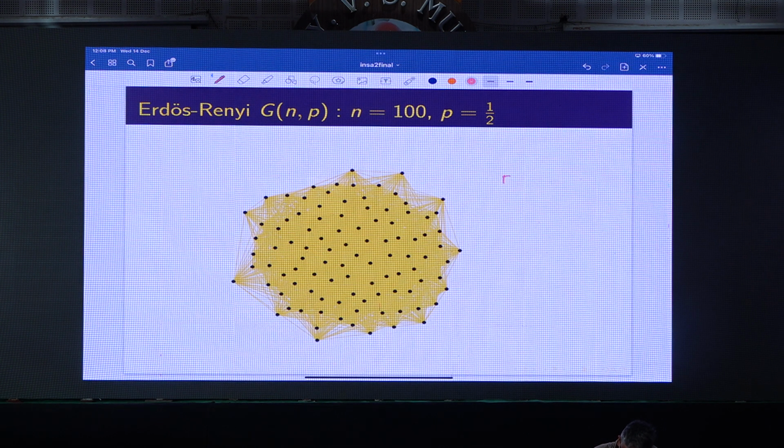So the expected number of edges is a simple binomial calculation. The number of edges is of the order n choose 2, exactly equal to n choose 2 times p, which is of the order n squared times p.